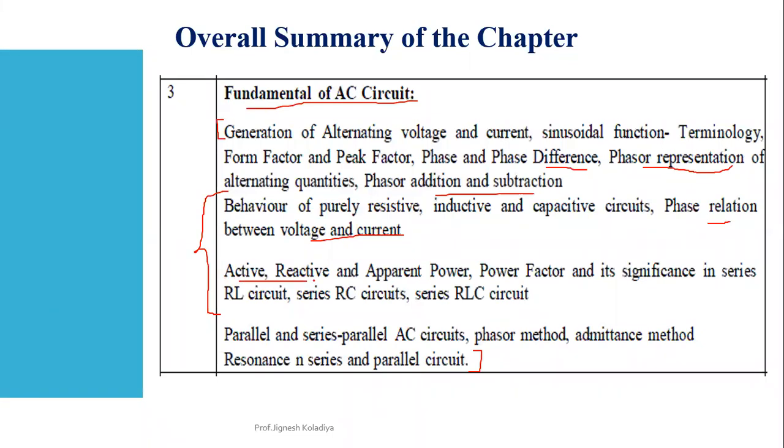Different types of powers, active, reactive, apparent power, impedance triangle, admittance triangle, power factor and its significance. All these circuits, series RL, series RLC, RC, right? And then finally we have seen some parallel circuits, methods to solve the parallel circuit, like phasor method, phasor algebra, admittance, impedance method. And then at last we have seen resonance in series and parallel with numericals, right? So yes, finally AC is done.